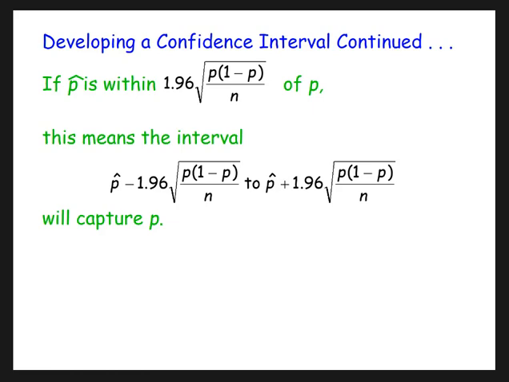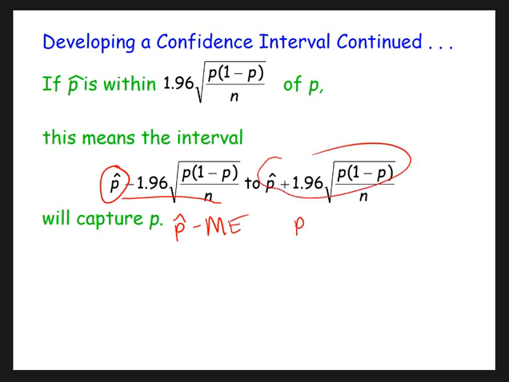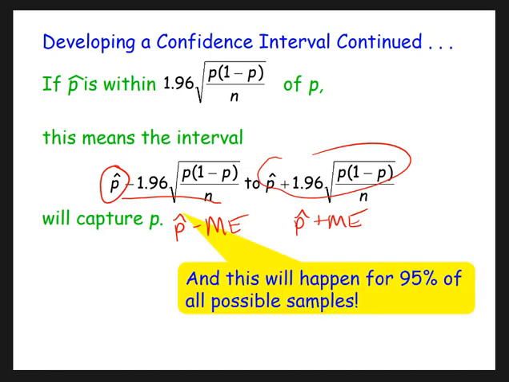So we calculate that out, and our interval will go from p hat, remember that's our sample proportion, minus the margin of error, ME is what I'll use to abbreviate margin of error, to p hat plus the margin of error. And if we do this process, 95% of the time that range will contain the true population proportion.